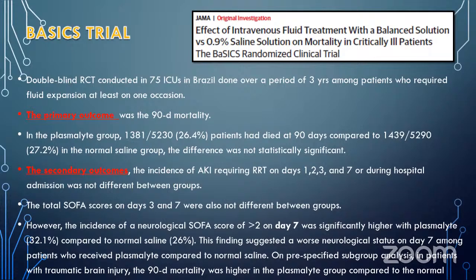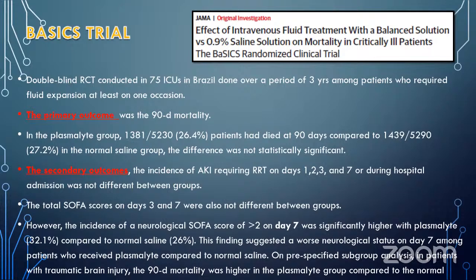So in the Plasma-Lyte group, 26.4% of patients had died at 90 days compared to 27.2%. There was no statistically significant difference in the overall primary outcome. And as far as the secondary outcomes are concerned, the incidence of AKI requiring RRT on day 1, 2, 3, and 7 was also not significantly different between both groups. And if you see the total SOFA scores also, there was not much significant difference. But if you see the individual organ SOFA scores, the incidence of neurological SOFA more than 2 on day 7 was significantly higher with Plasma-Lyte compared to the normal saline.